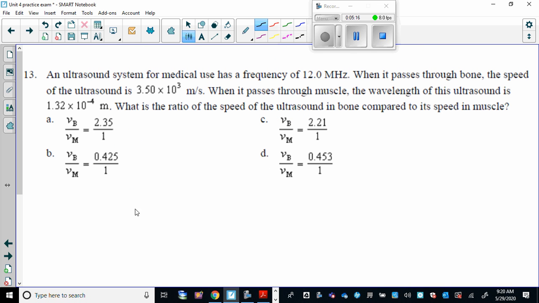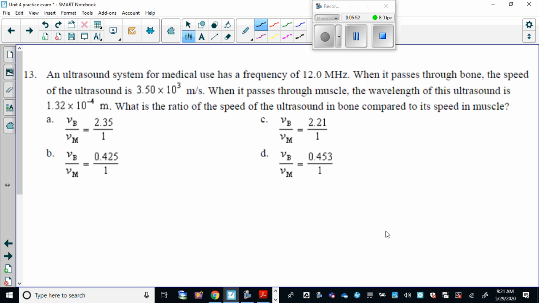Number 13. Oh, a classic ratio question. Good. And this is not a terribly difficult one. We've got the ultrasound system for medical use has a frequency of 12 megahertz. Capital M is mega, small m is milli. When it passes through bone, the speed of the ultrasound is 3.5 times 10 to the third. When it passes through muscle, the wavelength is 1.23. What is the ratio of the speed of the ultrasound in bone compared to its speed in muscle?